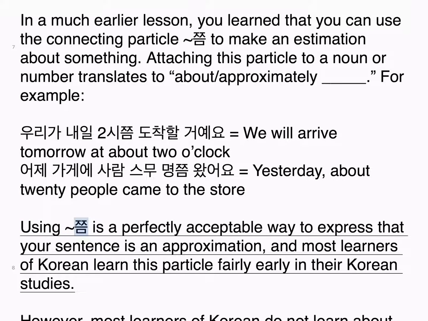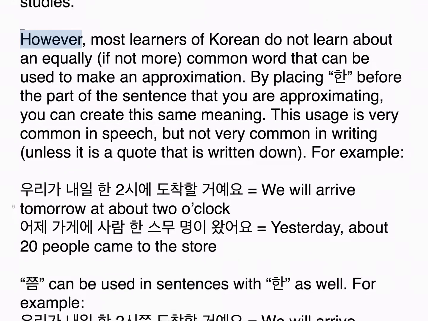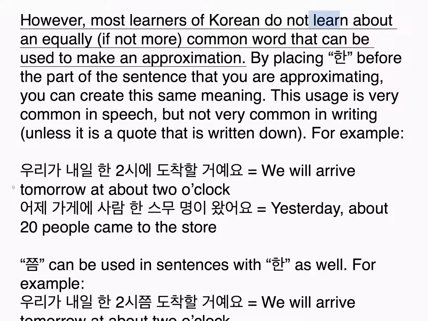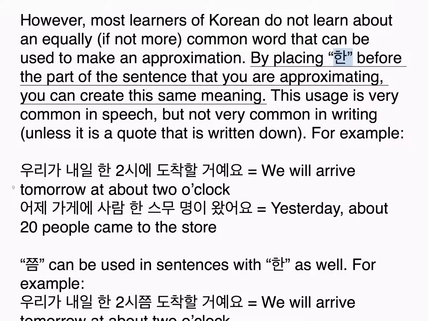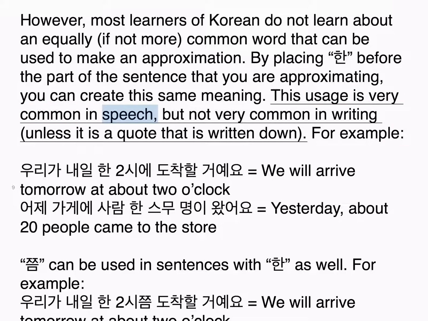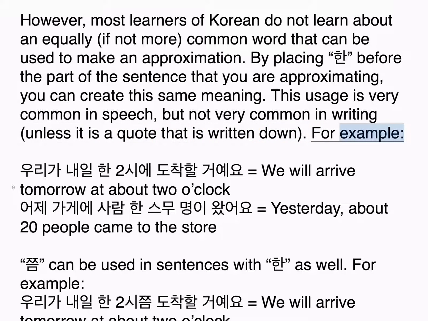Using 쯤 is a perfectly acceptable way to express that your sentence is an approximation, and most learners of Korean learn this particle fairly early in their studies. However, most learners do not learn about an equally, if not more, common word that can be used to make an approximation. By placing 한 before the part of the sentence that you are approximating, you can create this same meaning. This usage is very common in speech, but not very common in writing, unless it is a quote that is written down.